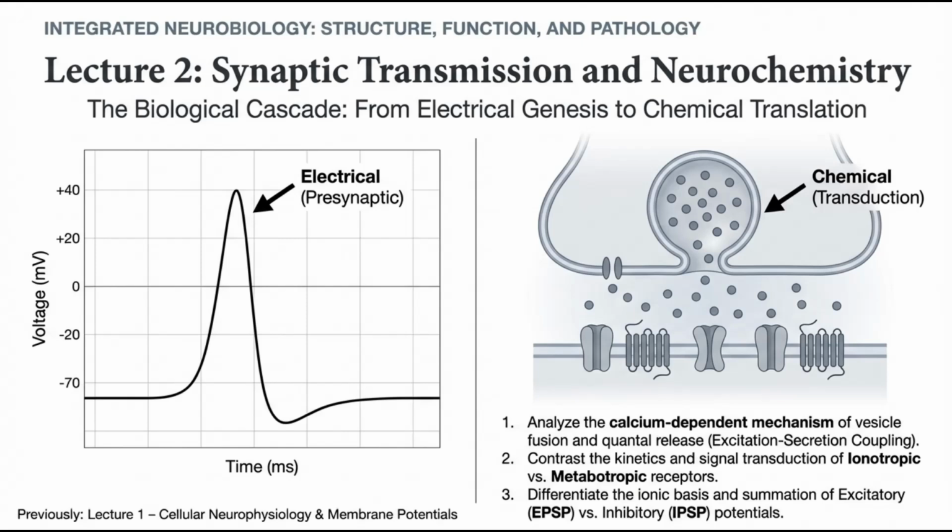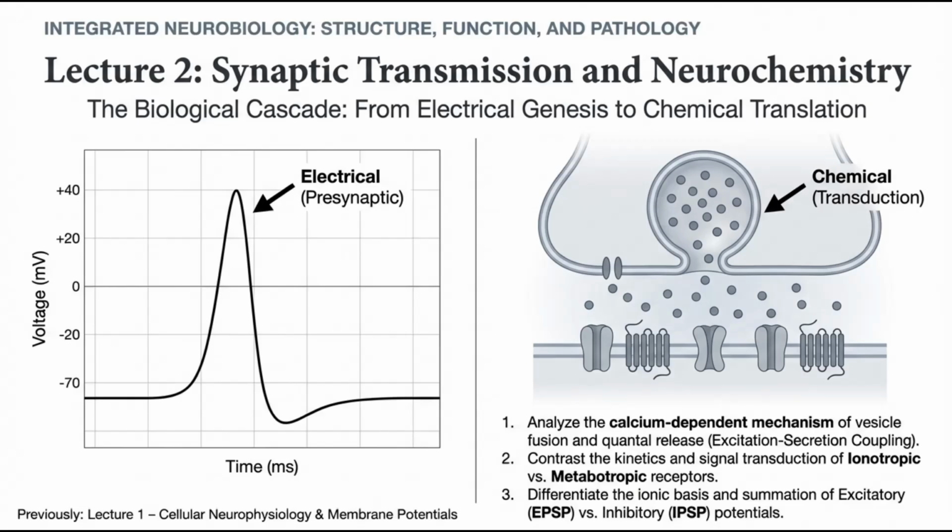Number 2 is receptor kinetics. We need to contrast ionotropic receptors, which are incredibly fast, with metabotropic receptors, which are much slower. Understanding the difference between those two is crucial for understanding everything from a knee-jerk reflex to the formation of a long-term memory. And the third pillar?